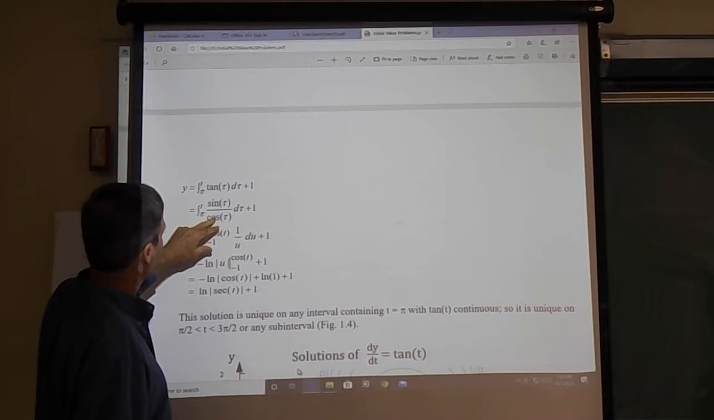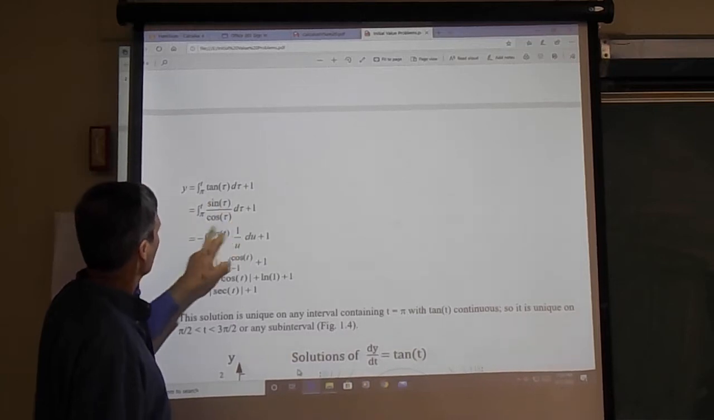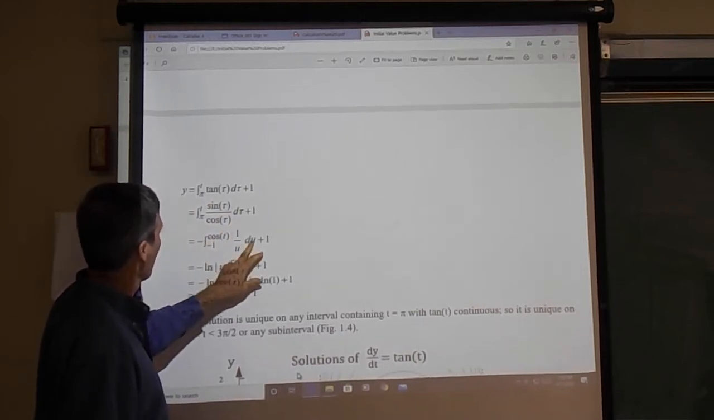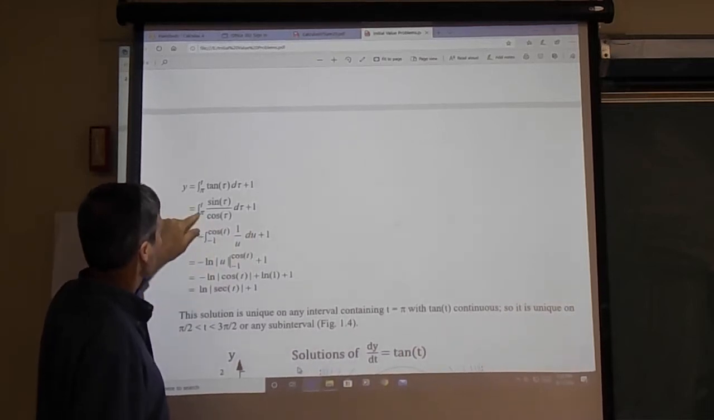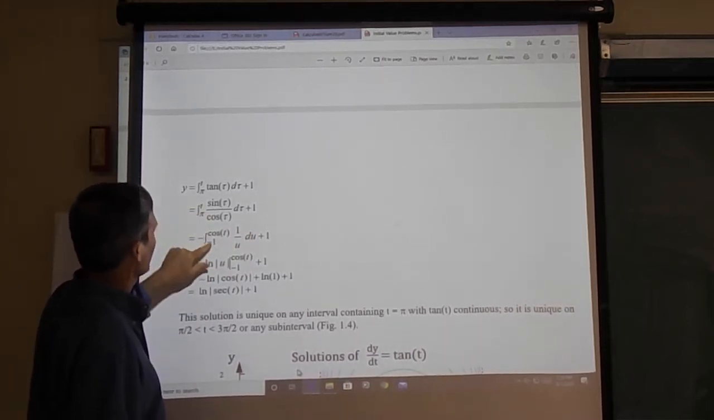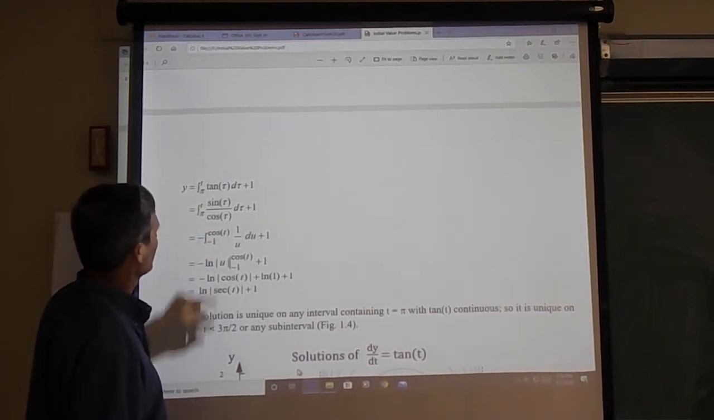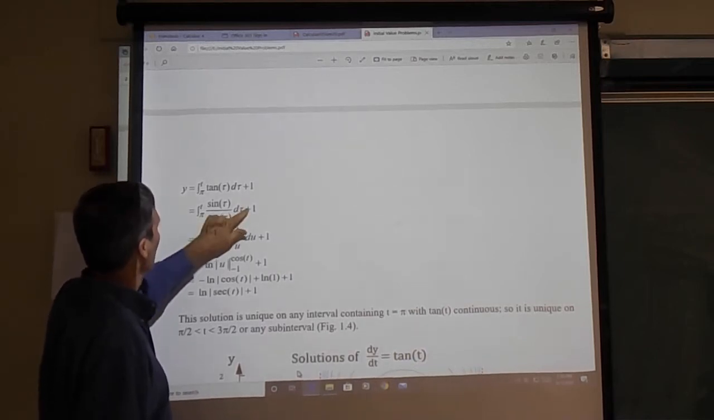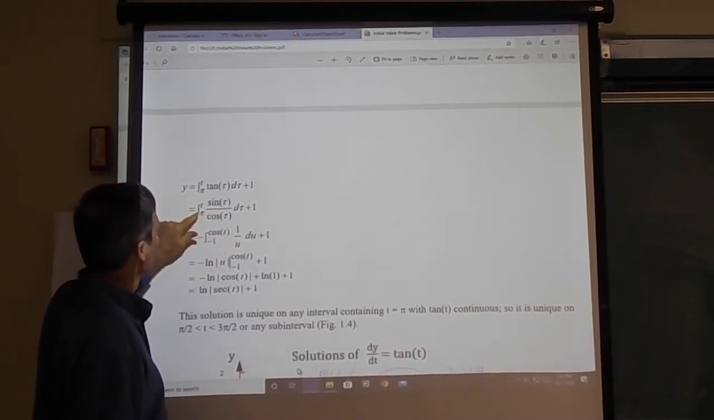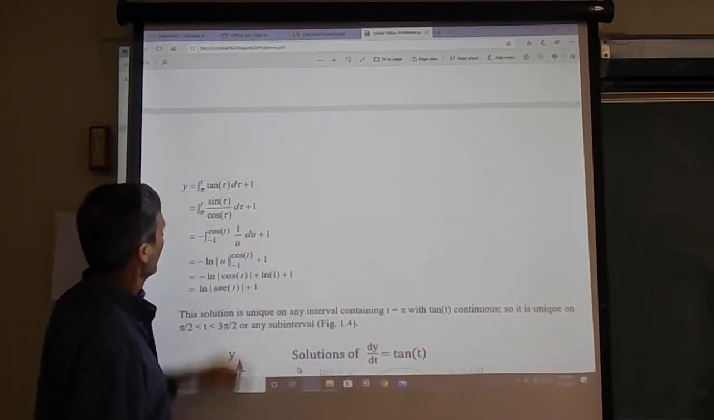So then cosine tau becomes u, sine t dt becomes minus du, and the endpoints have to be replaced also, right? This pi gets replaced with cosine pi as minus 1, t gets replaced with cosine t. So that's the u substitution theorem from calculus. Replace this with u, this with minus du, this with cosine pi, this with cosine t. And then the plus 1 hangs on the end.